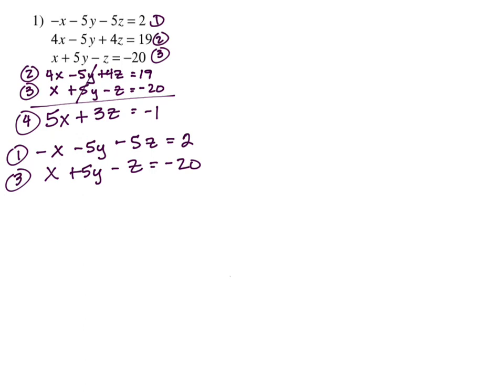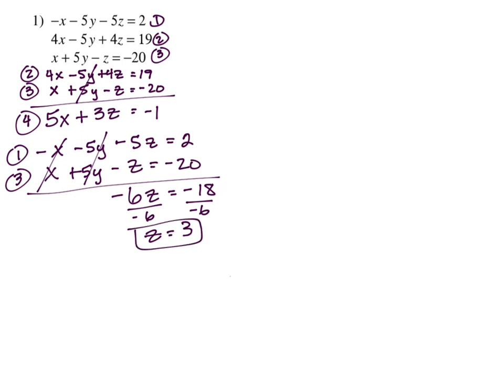In this case, when I stack them and add them, what happens? I get to lose the x's and the y's. Bonus points. So what's left? Negative 6z is negative 18. And so what? Divide, and z is now 3. Bingo.